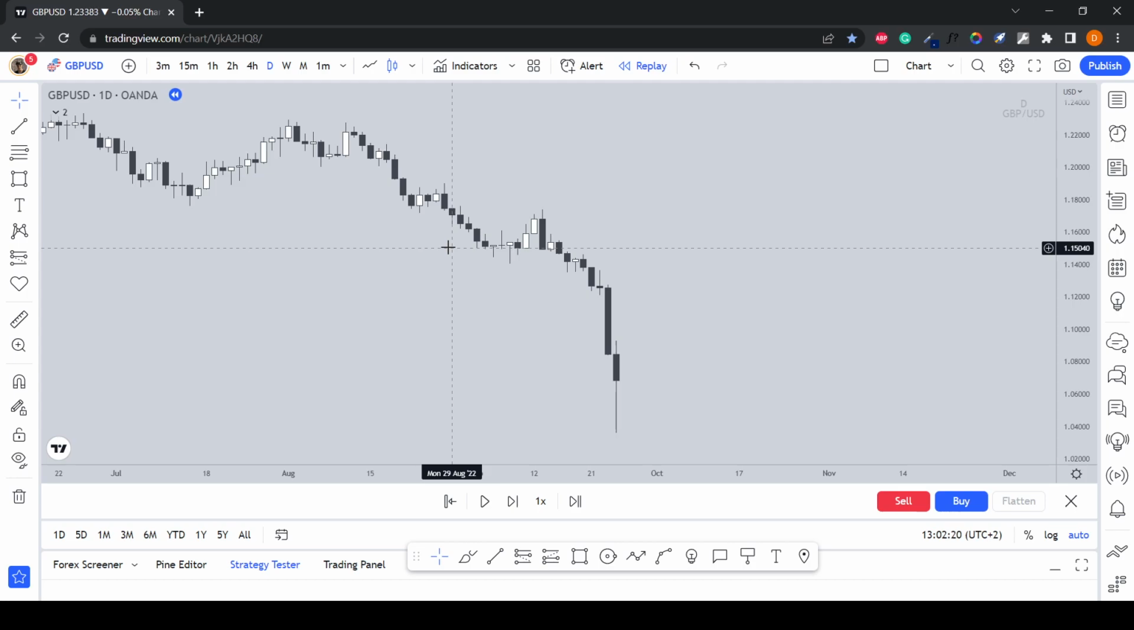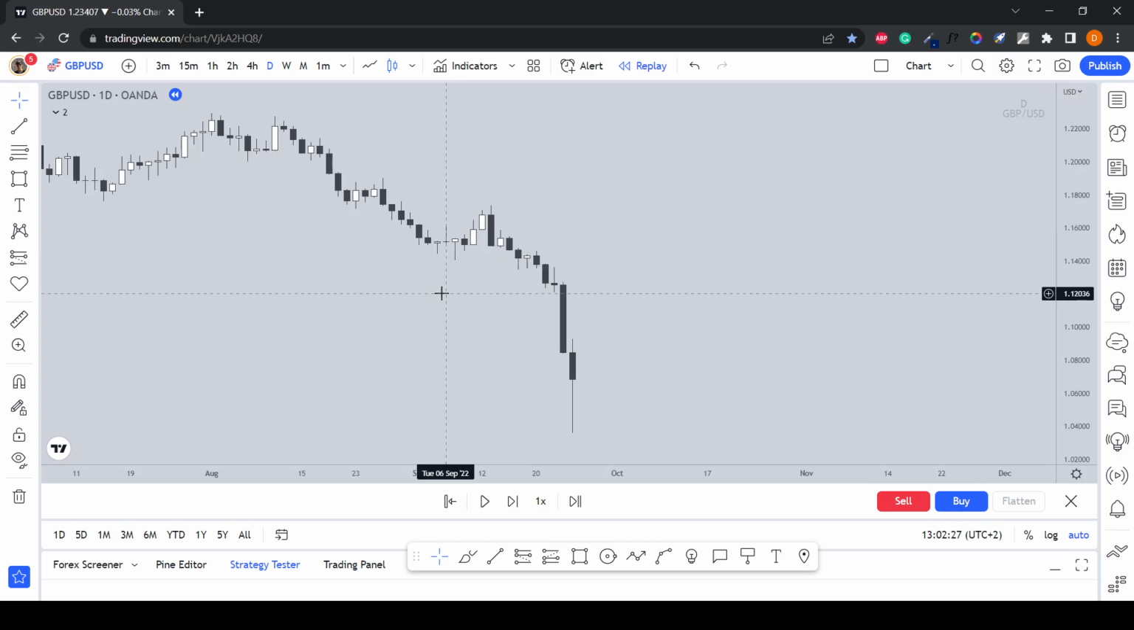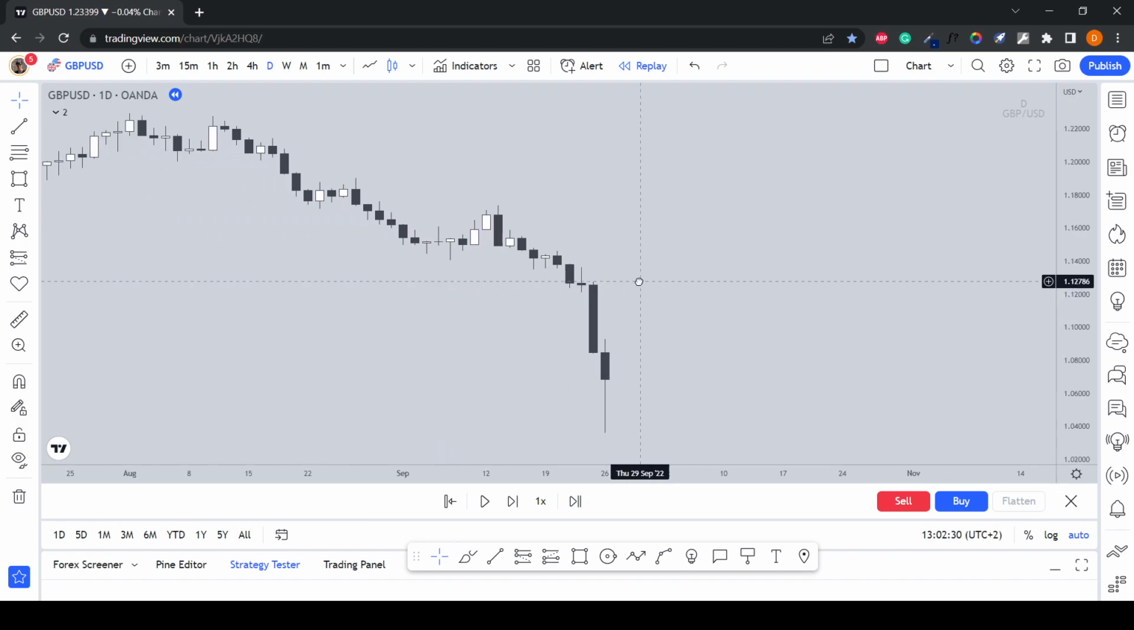Hey, in this lesson we will discuss fractal supply and demand zones, or hidden supply and demand zones. We will start with the wicks.